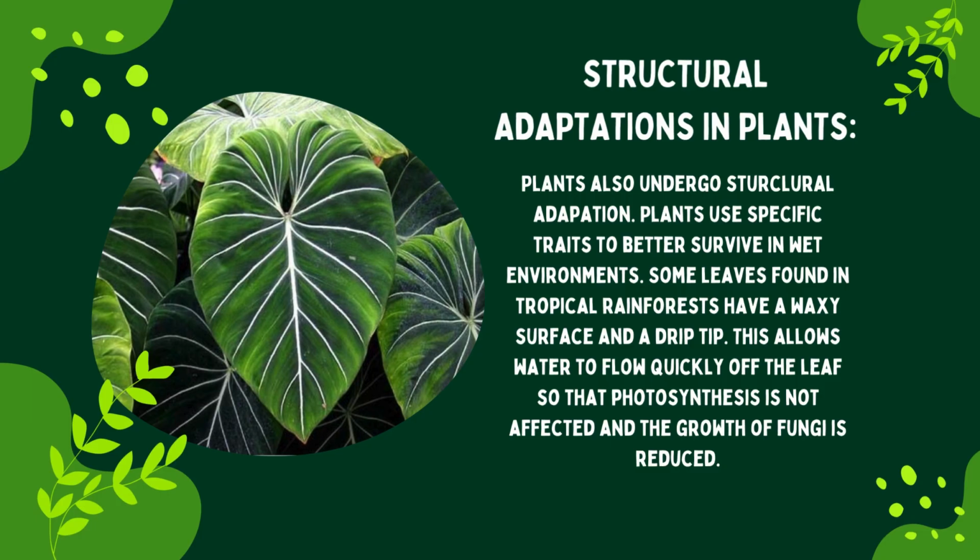Structural adaptations in plants. Plants also undergo structural adaptations. Plants use specific traits to better survive in wet environments. Some leaves found in the tropical rainforest have a waxy surface and a drip tip. This allows water to flow quickly off the leaf so that photosynthesis is not affected and the growth of fungi is reduced. Look at the very bottom of the image of the plant that I incorporated. You can see the drip tip.